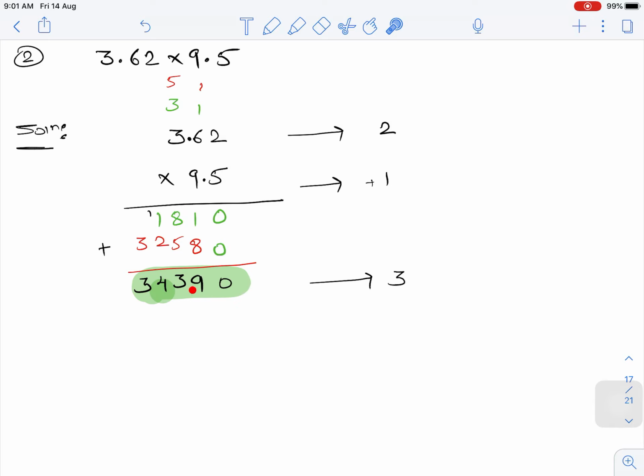So we have to start from the right. So 1, 2 and 3. So our decimal will come over here. Okay, so no need to write it separately again and again. So I think this method is good for us. Okay, so what is our answer?